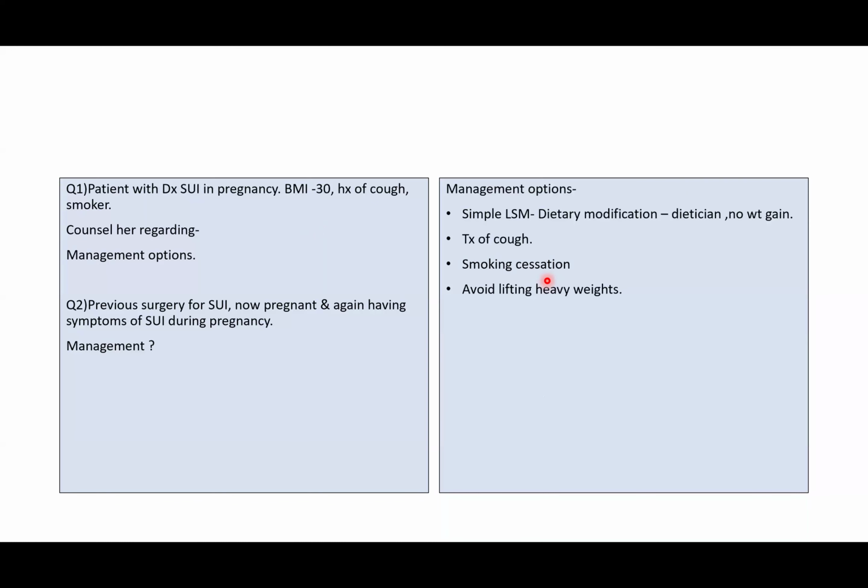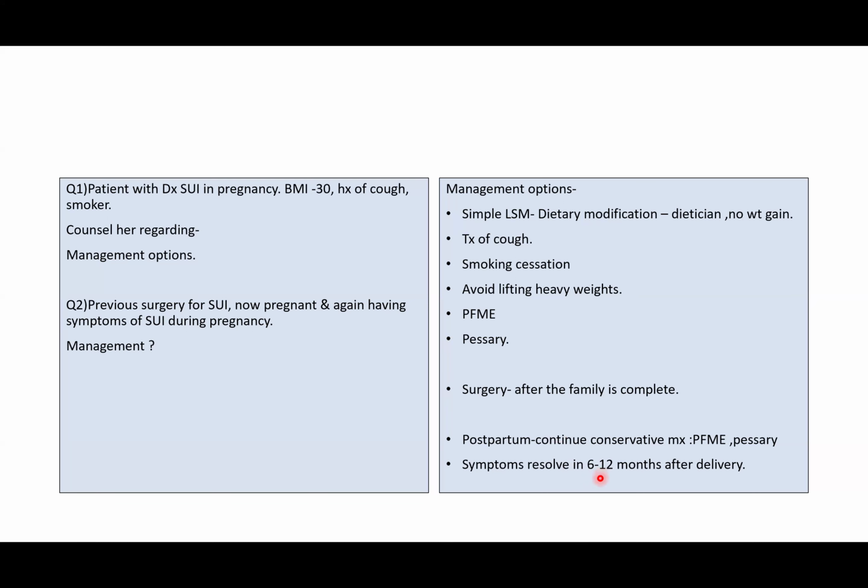All right. So just have a look at our answer. We discussed the conservative management still here. Any surgery for incontinence or pelvic organ prolapse only after the family is complete. And for the incontinence, tell her that after the delivery, with the conservative managements, the condition can improve. It has been seen that condition improves in about 6 to 12 months after the delivery. So no need of cesarean section. She can have vaginal delivery.